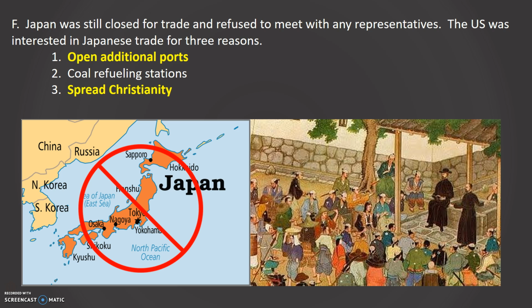Japan, same deal, closes off from the rest of the world for about 100 years. Japan also is going to entirely refuse to meet with any representatives from the United States or from any European country. It is only going to be after Japan is forced to open up, and they're going to be forced to open up for three basic reasons.